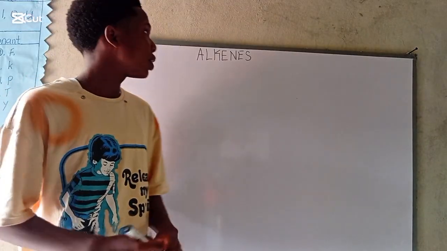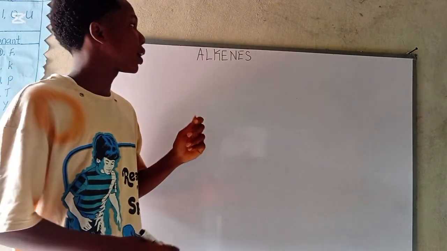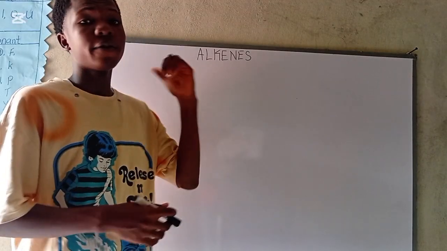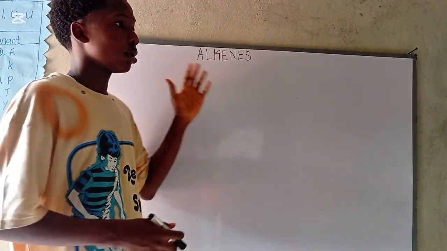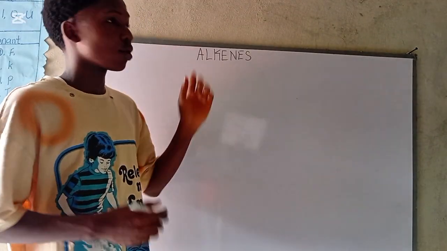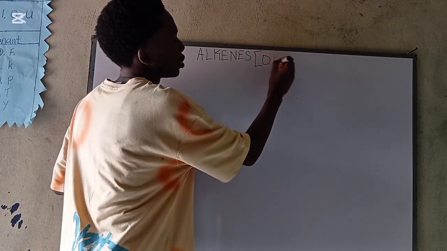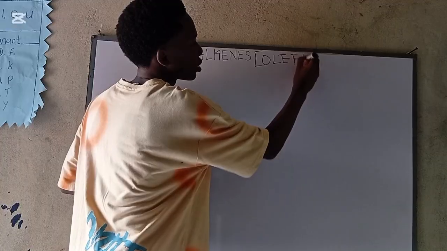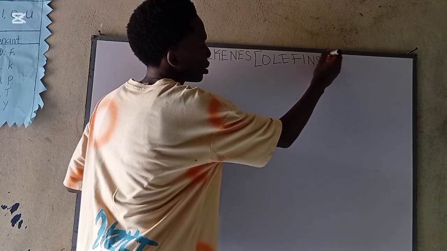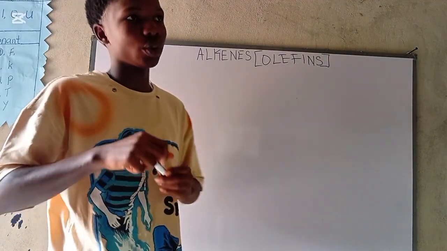Through Chemilight. Today we are going to be looking into alkenes. In our former class we talked about alkanes. Today we are going to be talking about alkenes, also known as what? Olefins. Olefins. That's an important point to note.